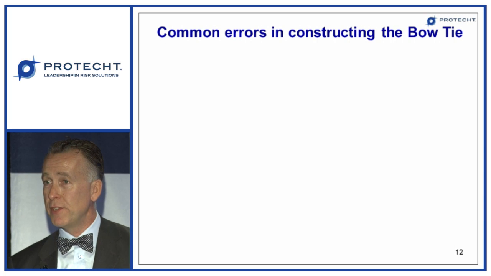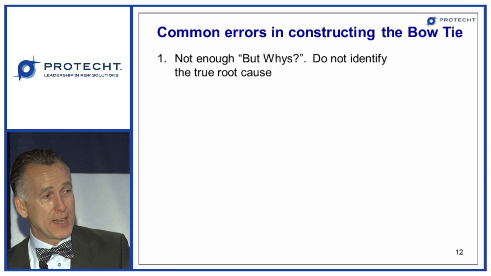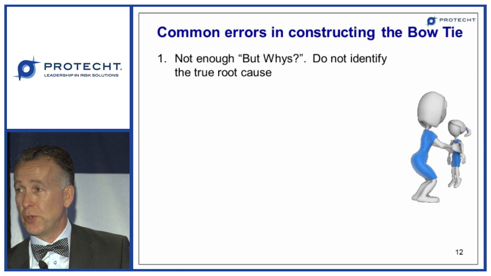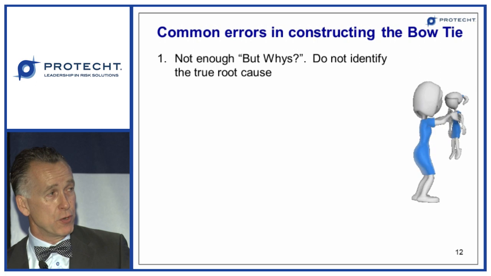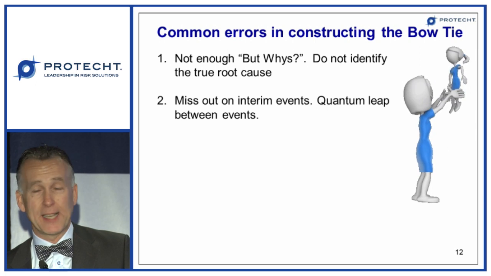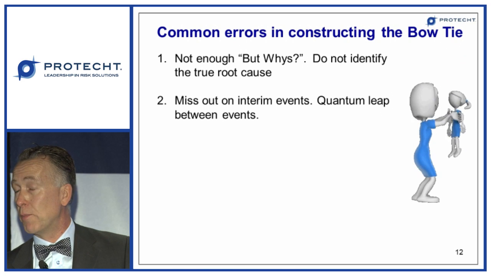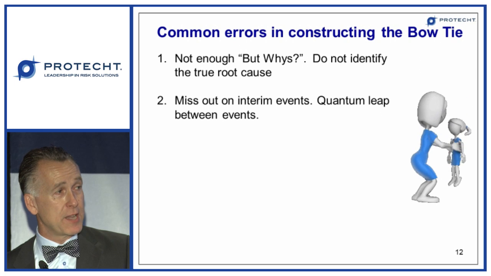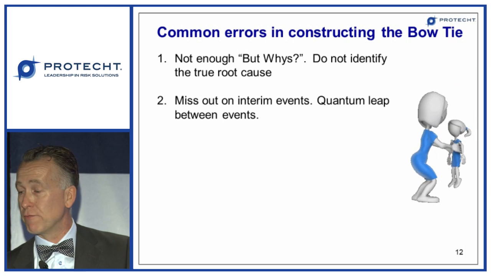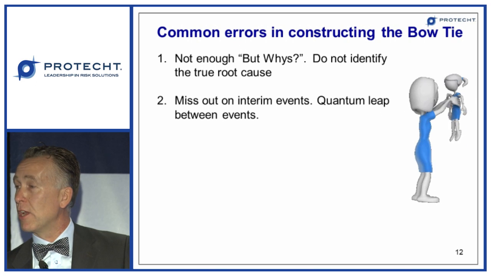Number 1 is you do not ask, but why enough? You stop too early, and actually one of your events you say is your cause, and you've completely missed the root cause of the risk. And as you'll see later, that's going to cause you a real problem when you try and devise or put together a really good set of controls, because you need to get back to the root cause.